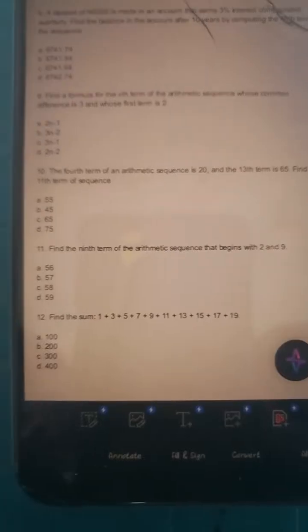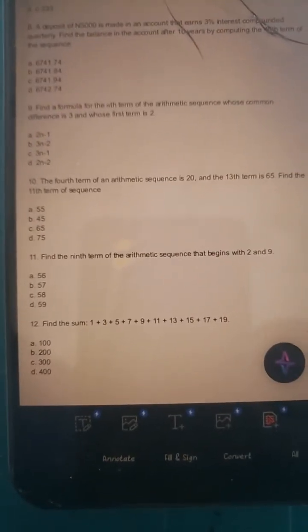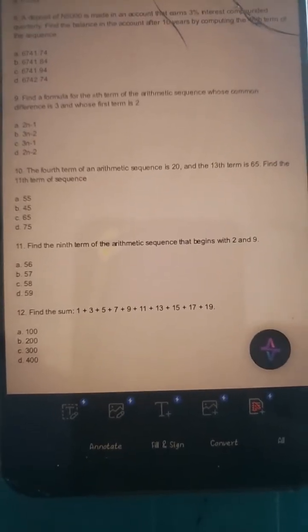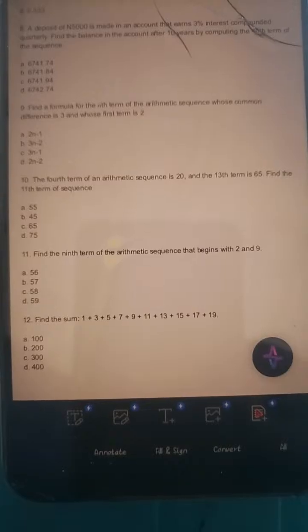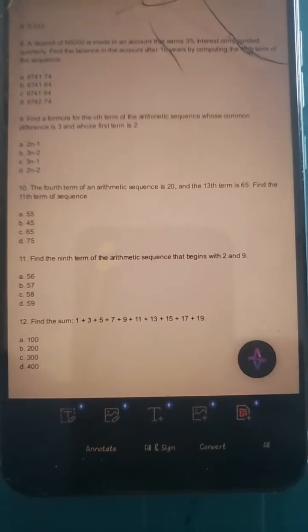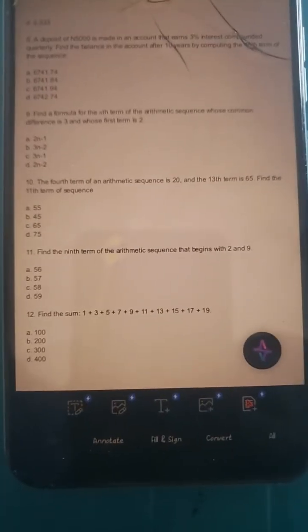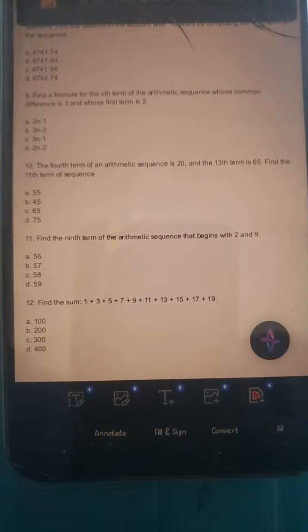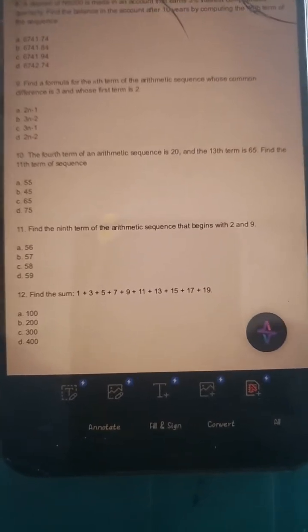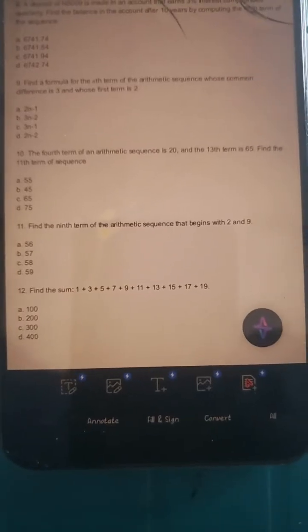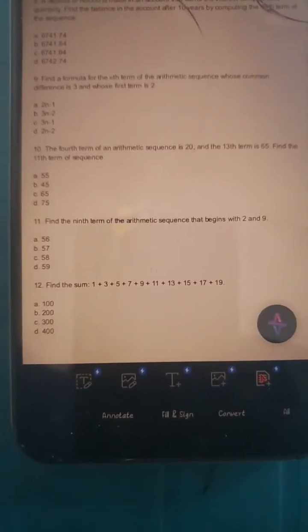Starting off with question 10, we were told that the fourth term of an arithmetic sequence is 20 and the 13th term is 65. Find the 11th term of the sequence. So you observe in this question, we are given two terms: the 13th term, which was given as 65, and the fourth term, which was given as 20. In other words, T4 equals 20 and T13 equals 65, meaning that you're looking for T11.